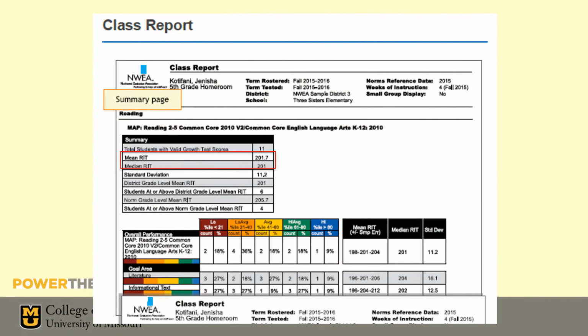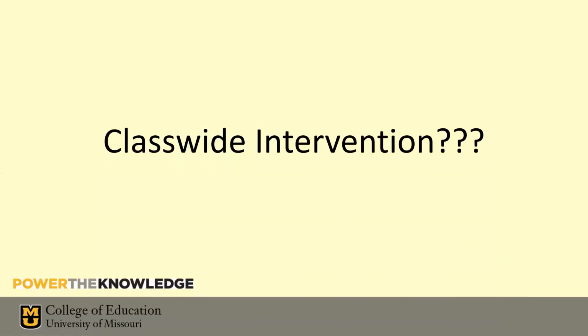NWEA or your district or someone will identify a score of 208 or whatever, or lower, means the kid needs support. And if the class median is below that score, in this case a 201, then yes, that means that we have a class-wide need. In this example, I believe the RIT score we're looking for is 205.7. The median is 201, which means that yes, there is a class-wide need. If you see a class-wide need, we do a class-wide intervention.